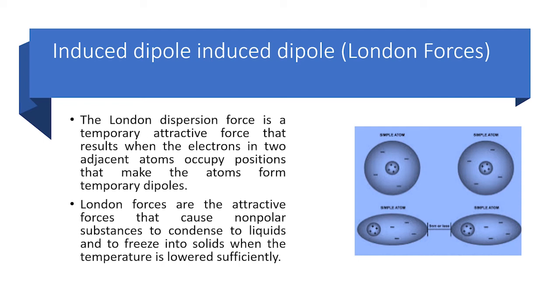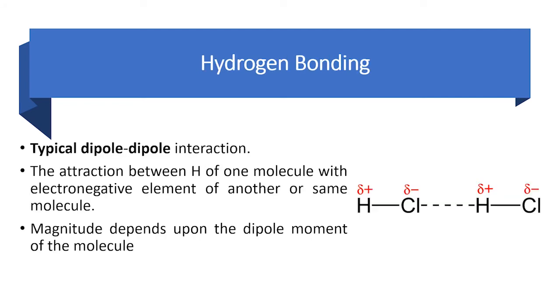So we have discussed ion-dipole interaction, dipole-dipole interaction, ion-induced dipole interaction, dipole-induced dipole interaction, and finally induced dipole interaction. Next we can discuss hydrogen bonding. Even though hydrogen bonding is a type of dipole-dipole interaction, it is a very important type of secondary force which is very common in many molecules.